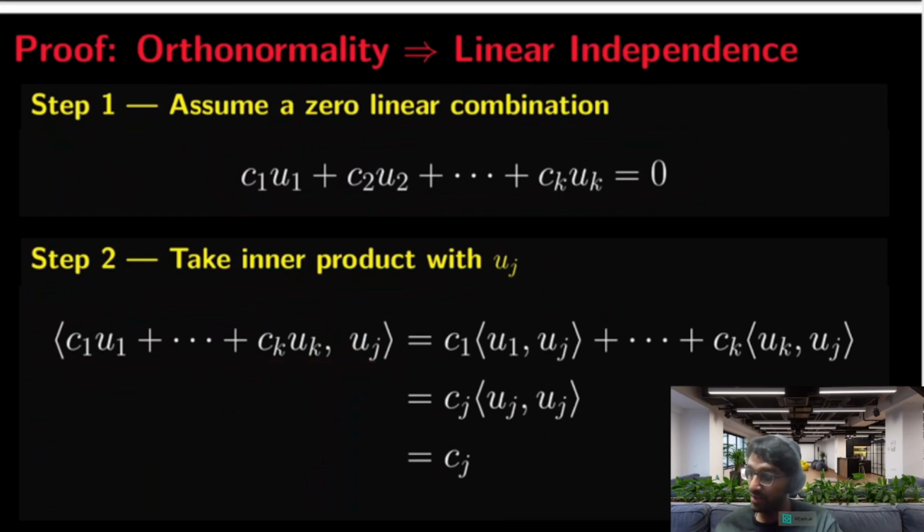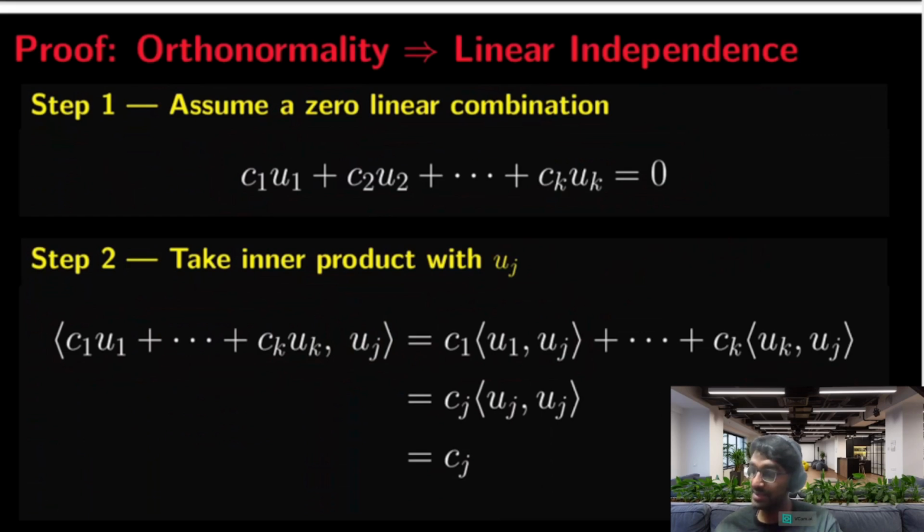So when we do this, we try to find this inner product. What happens is C1 U1, UJ. This is the first term. Similarly, because of the linearity property, this becomes C1 inner product of U1 comma UJ plus C2 inner product of U2 comma UJ and dot dot dot CK inner product of UK comma UJ.